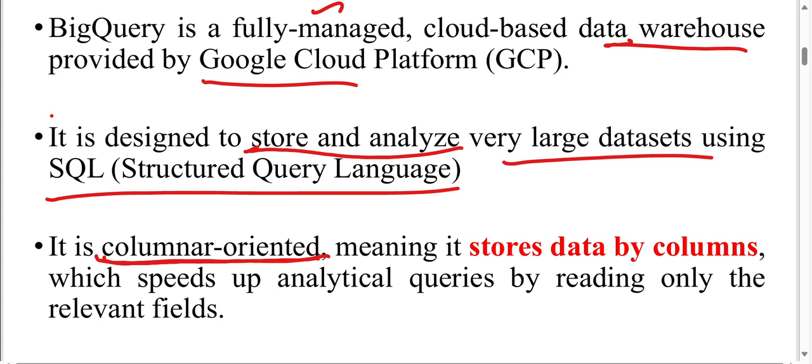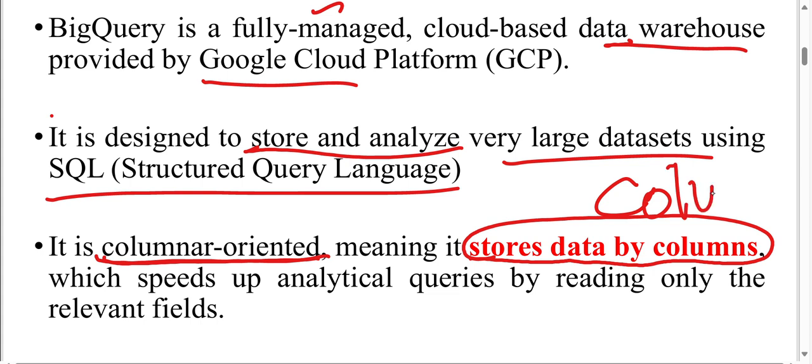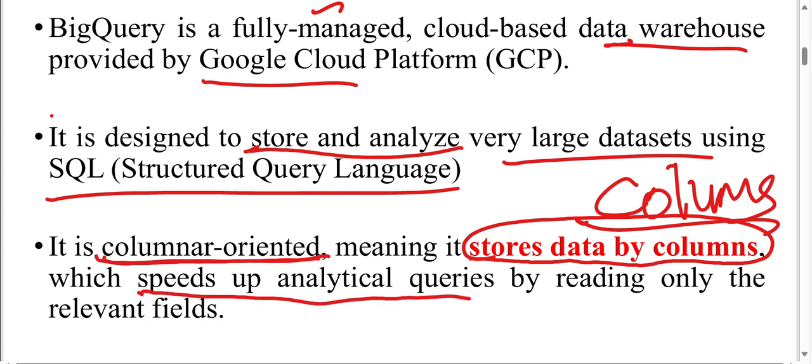Now, BigQuery is columnar-oriented storage. It means whatever data we store, it is going to be stored in the form of columns. What is the advantage of storing in the format of columns? The advantage is that it is going to speed up your analytical queries.